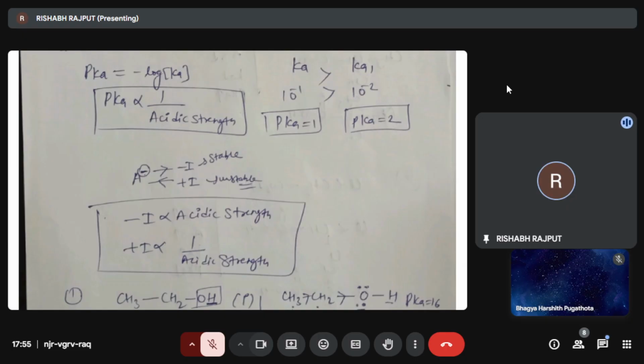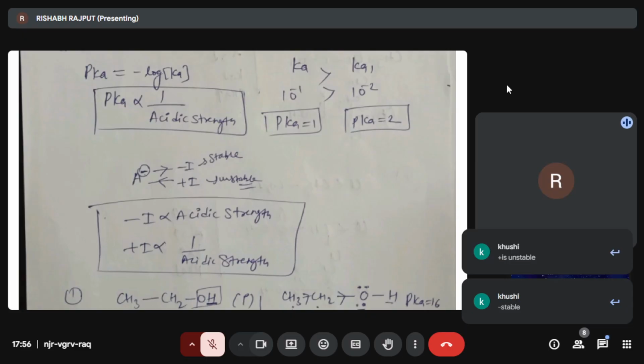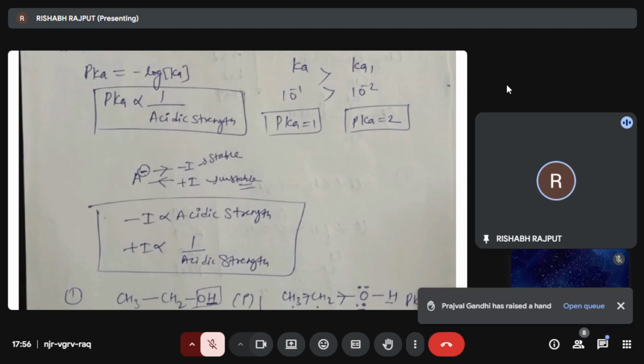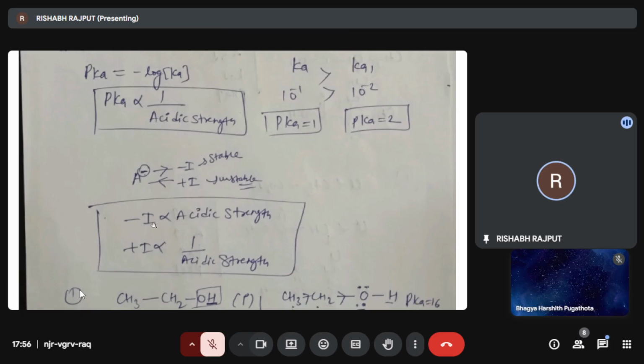Why? I already told you, because A negative already has extra electrons, and minus I effect means they want electrons towards themselves. Plus I means they will share the electrons, they will release them, you can say they are a donating group. So if you donate electrons towards A negative, what happens? A negative is already very rich in electrons. If you donate also, its stability will decrease. So that is why A negative wants only minus I effect, and plus I effect is not required here. That is why I am saying A negative stability means acidic strength here. So if you see minus I effect anywhere in the compound, acidic strength will be increased, and if plus I effect is there, acidic strength will be decreased. Okay, do you guys have any question now?